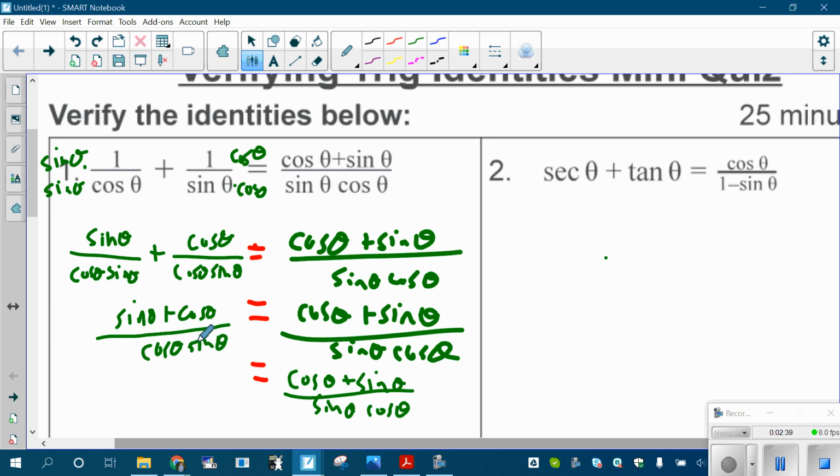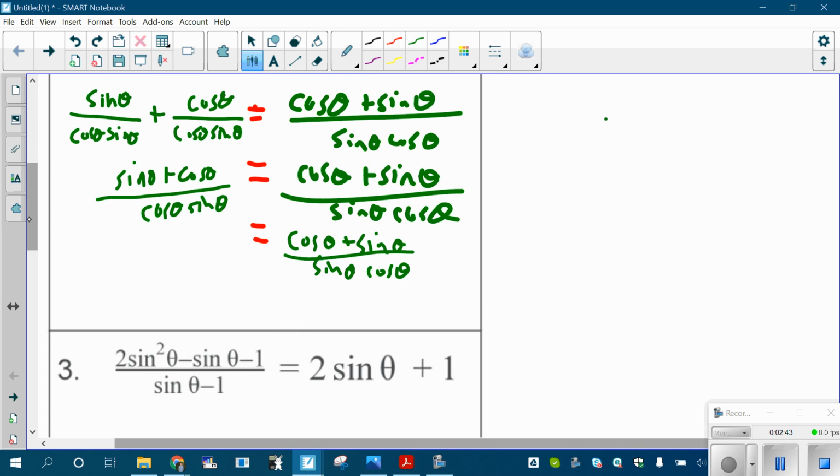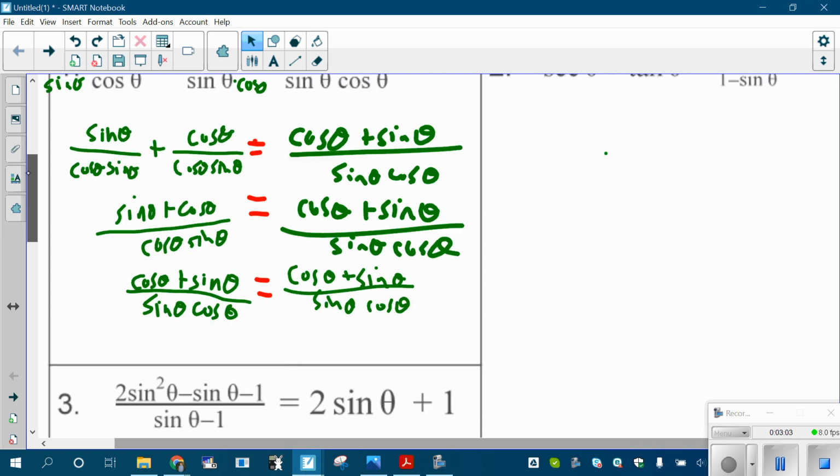Last thing is these don't look exactly equivalent. So if I want to be kind of nitpicky, the bottom of the right side is sine cosine, so I can just rewrite those two things in the other order. And the top is written cosine of theta plus sine of theta. So I'm just rewriting things in different orders so that the left side looks exactly like the right side. Okay, and that's it. That's one way to do this.